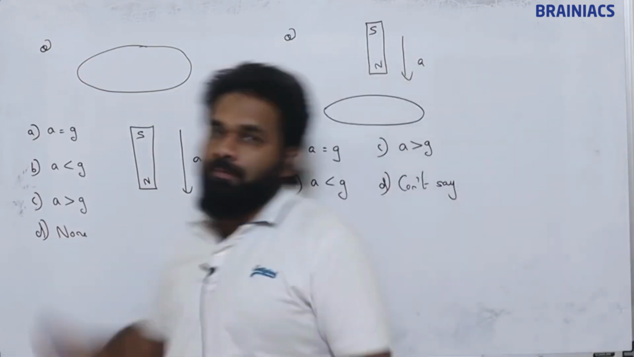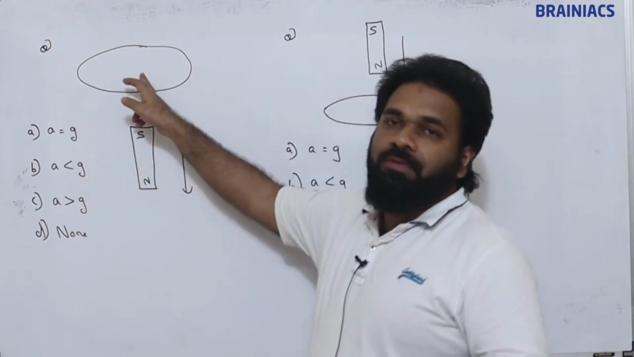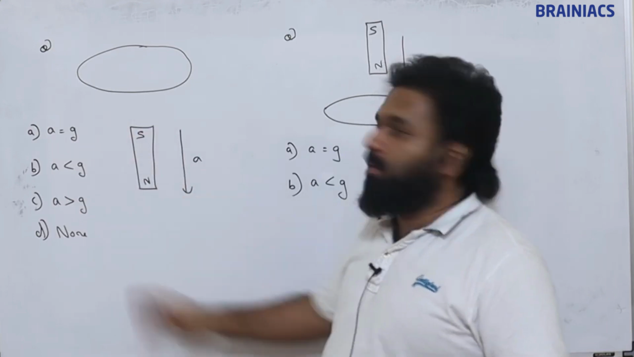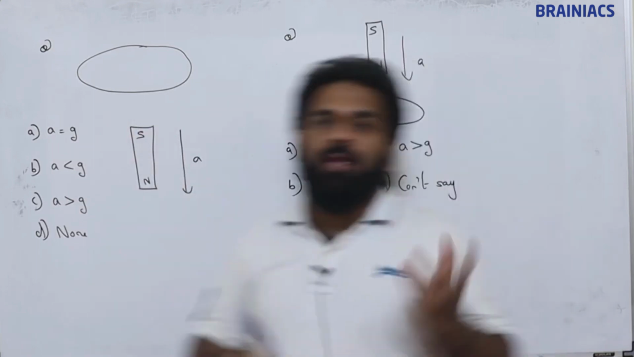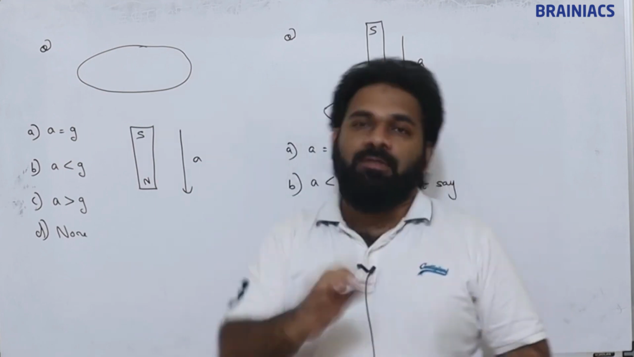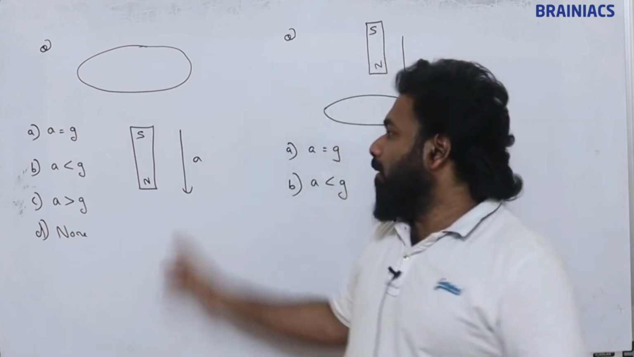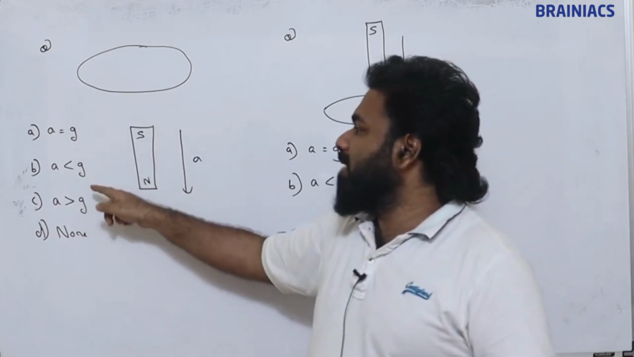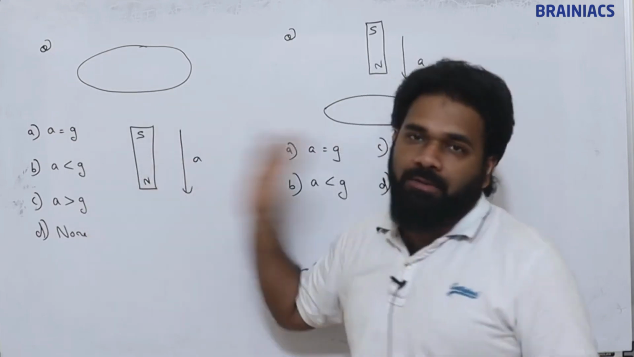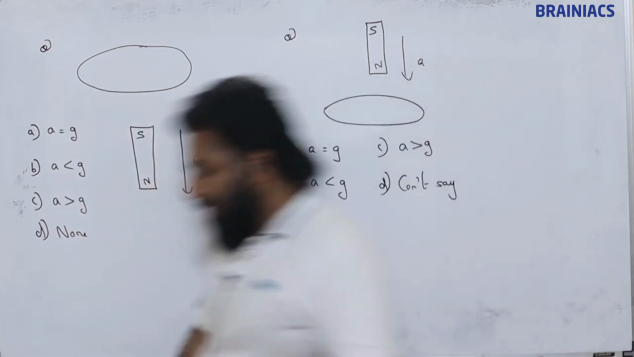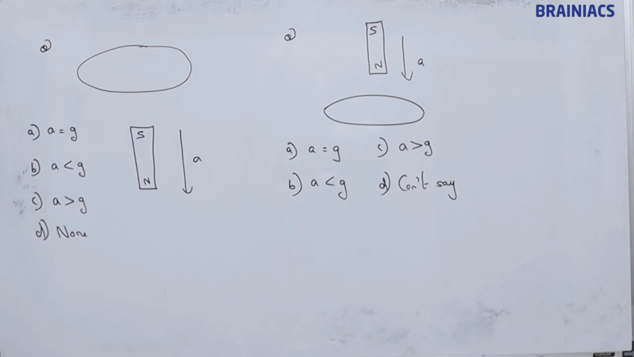Okay, another question. A loop is here. A bar magnet is falling down like this. Generally anything which falls down will be moving with the acceleration due to gravity. So here, is this acceleration less than, equal to, or greater than the acceleration due to gravity? Pause the screen, think and find your answer.